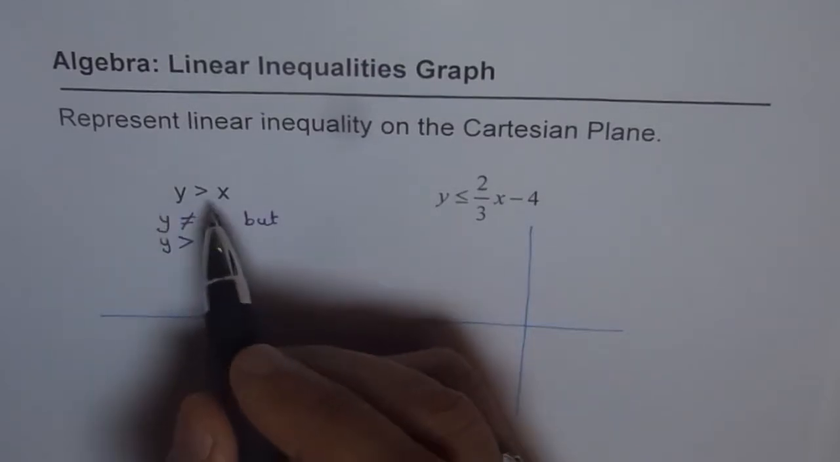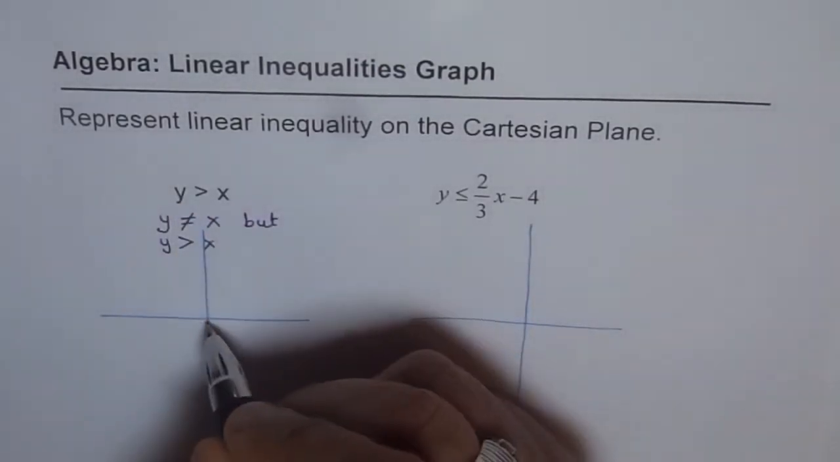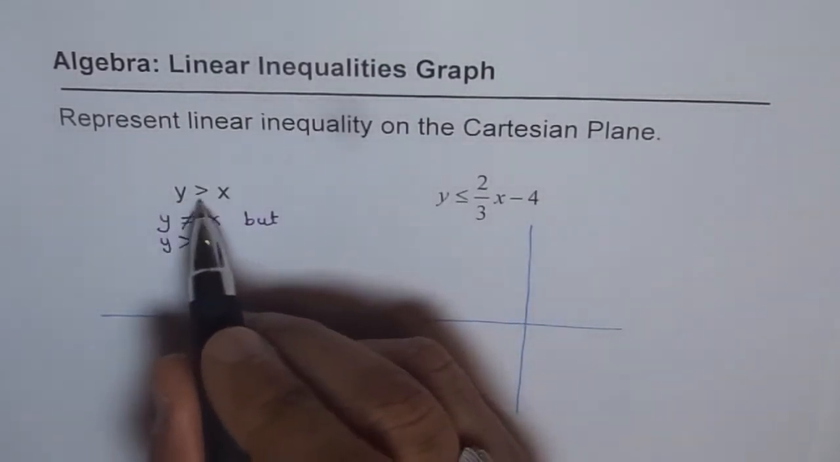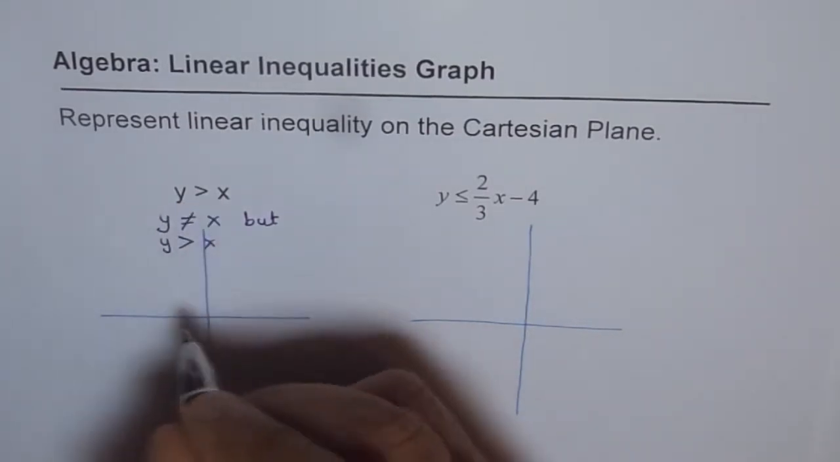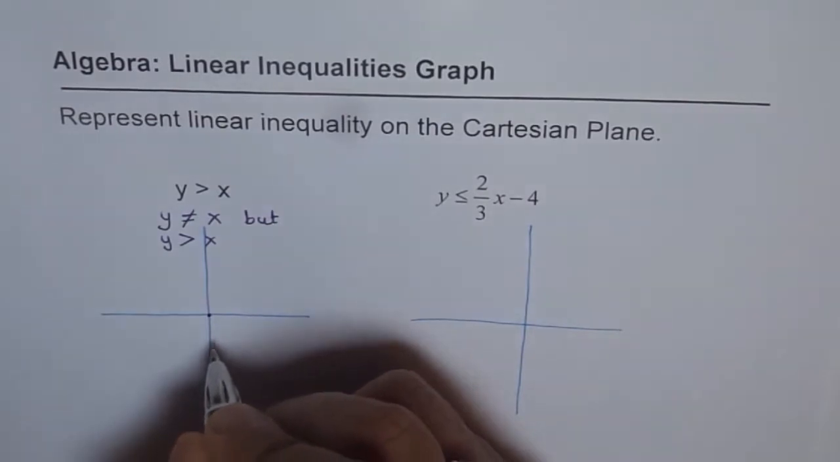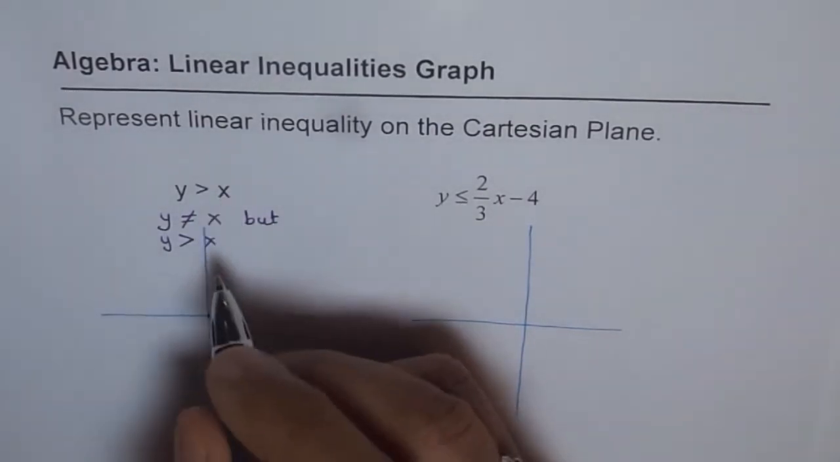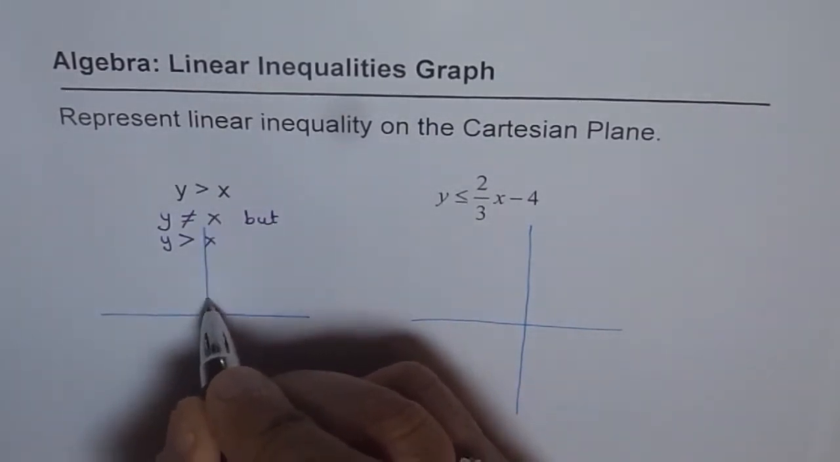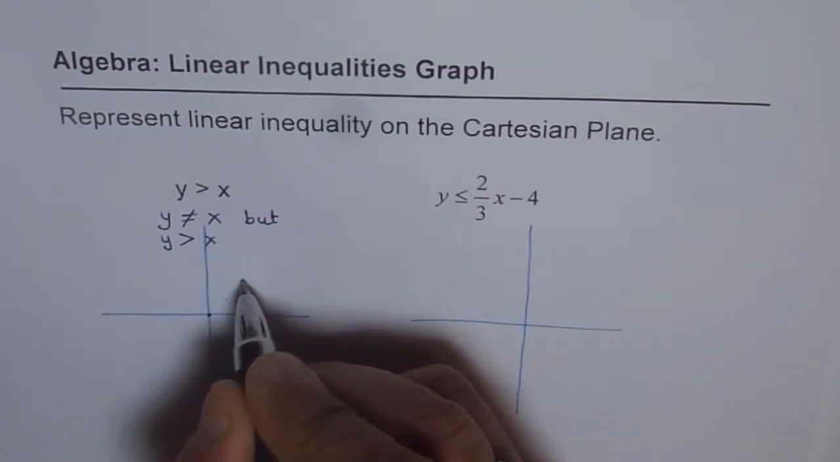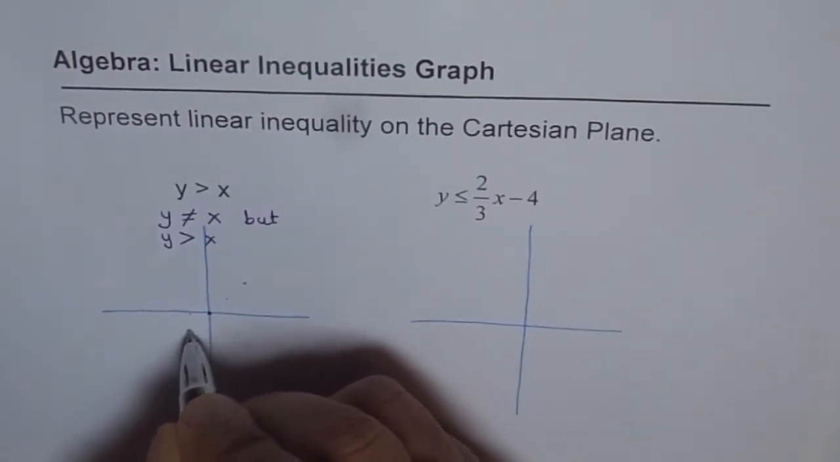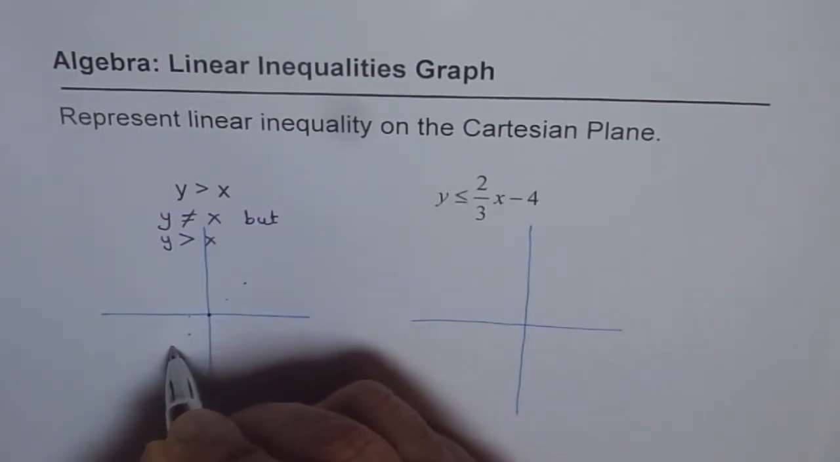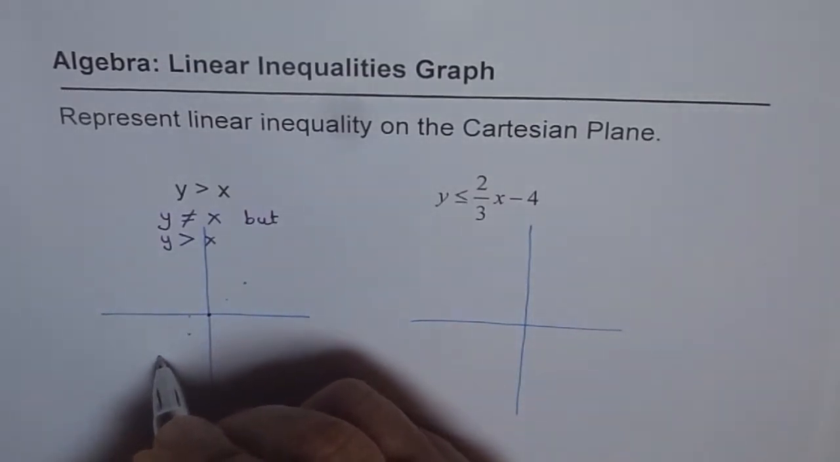So y equals x normally is a solid line. You can draw this. It has x and y intercept at the origin. If x is 0, y is 0, right? And you know the slope is 1. So if you go 1 up, you go 1 right, 2 up, 2 right, right? Similarly, if you go 1 to the left, 1 down. So that is the line being represented by y equals x.